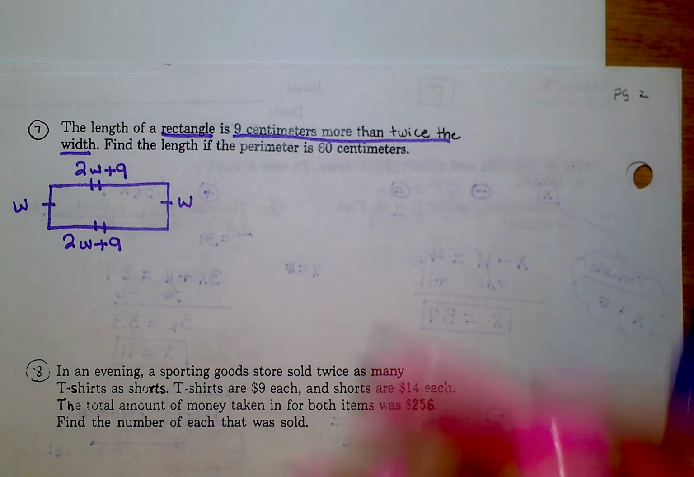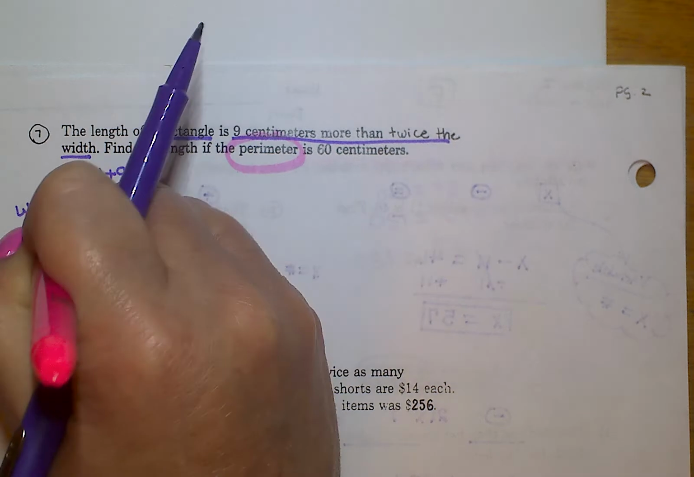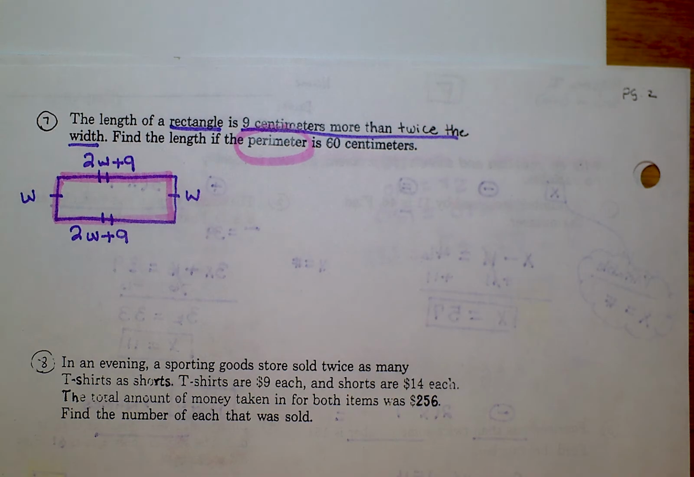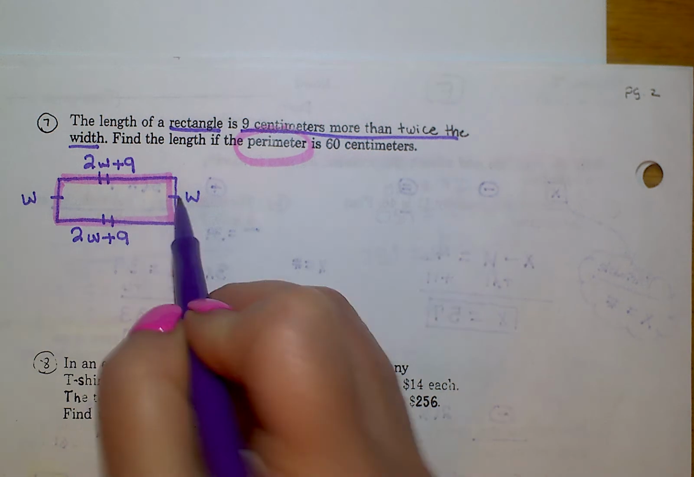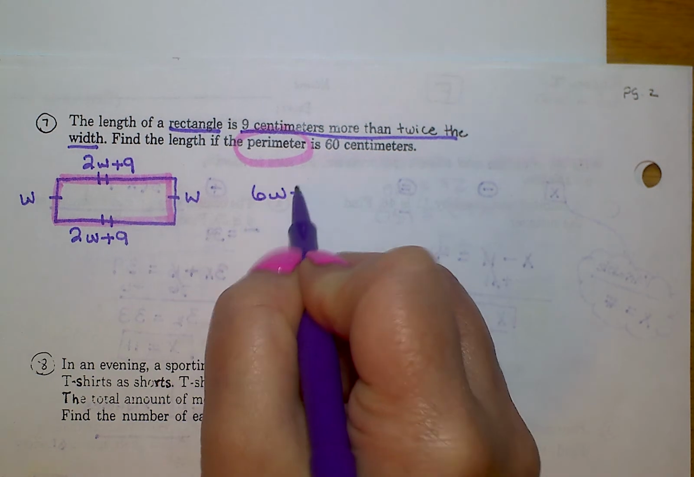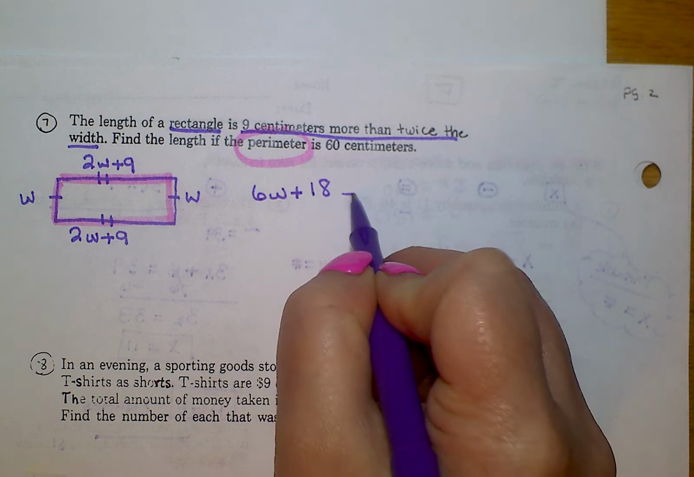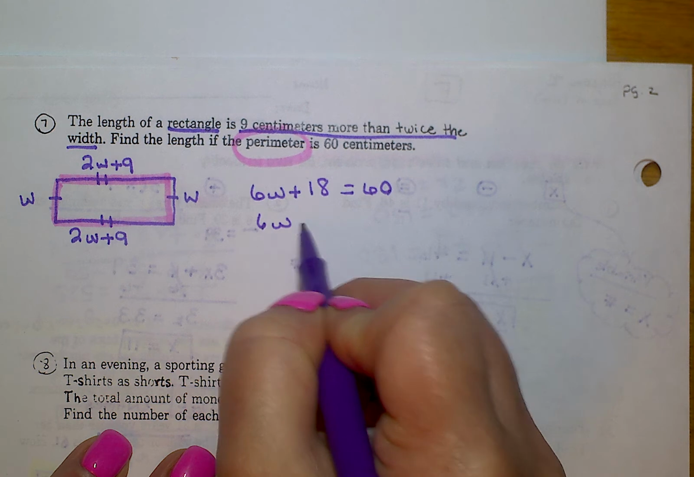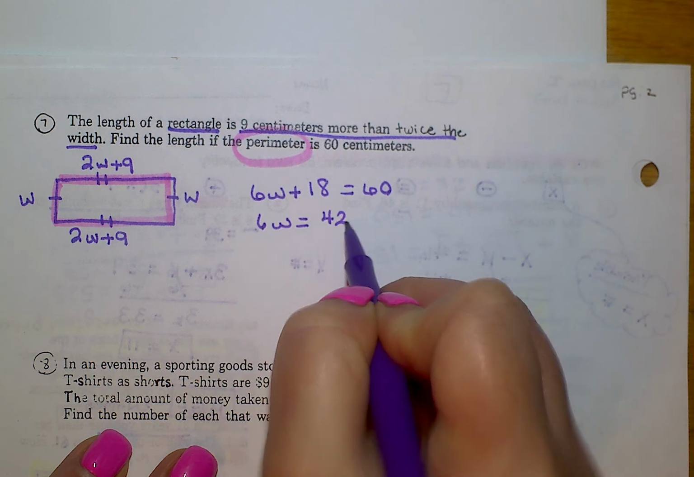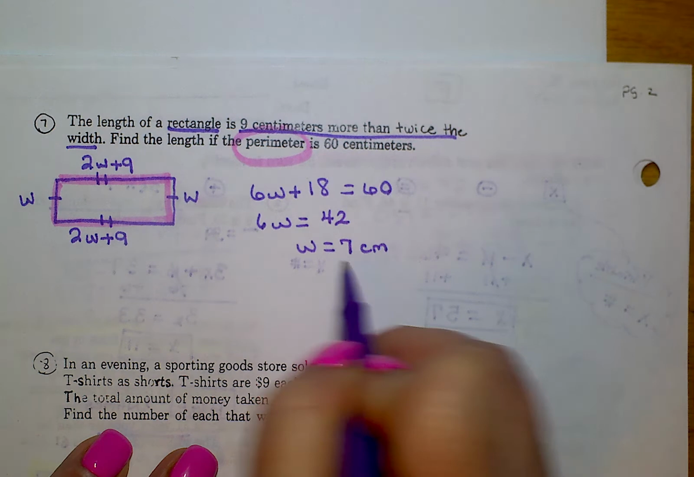Now it says perimeter. If you remember, with perimeter, you're going to add all 4 sides. So add all of the W's around. So you have 2, 4, 6 W's. Add your constant numbers. That'll be 18. And it equals 60. Okay, go ahead and solve. So the W, the width would be 7 centimeters.